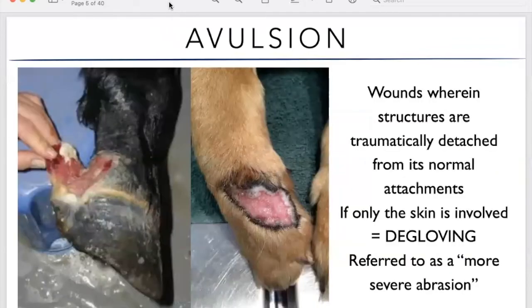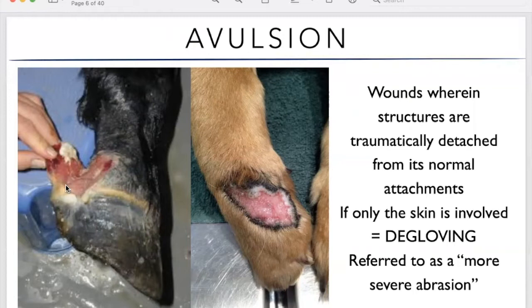All right. Avulsion. When you think of avulsion, pag nakita mo to, akala mo laceration siya. But when you look at it, these are wounds wherein the structures, meaning the skin or the muscles, are traumatically detached from its normal attachments, meaning nandun siya. As you can see on the picture on the left, you can see that the skin is there, the muscle is there, but it was severed from its attachments deeper to it, right? If the skin is the only thing involved, it's usually called a degloving, and it's referred to as a more severe abrasion, right? Ito yung tipong parang nakatakip pa rin yung nag-break na skin.